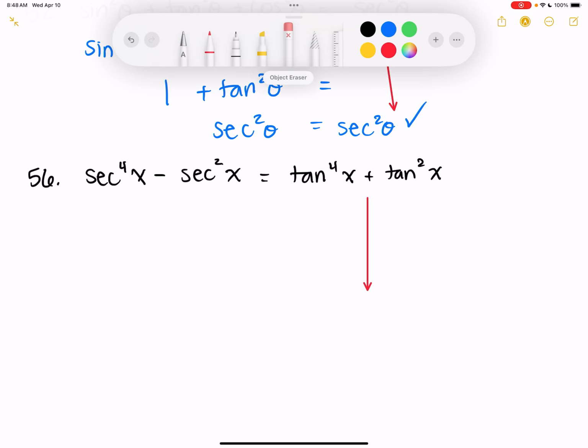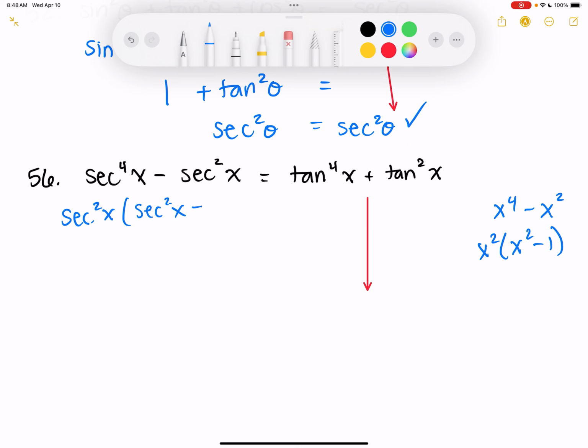do this like factoring. So if I had x to the fourth minus x squared, and we take out an x squared, we get x squared times x squared minus 1. I can do it like that with the trig functions. So I'm going to take out a secant squared of x. So secant squared of x times secant squared of x minus 1.